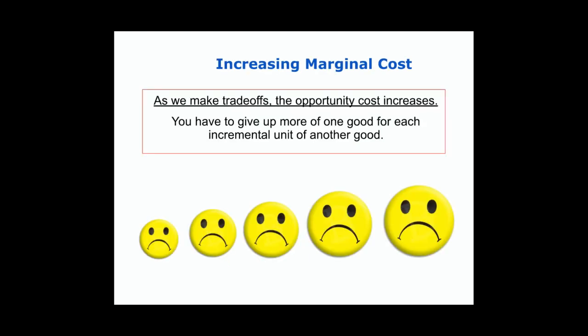We have this feature about the benefits, the costs, if you will. As we make trade-offs, our opportunity costs, our marginal costs increase. We have to give up more of one good to get more of another. So we have this feature of marginal costs. The more we consume of something, the more resources we allocate or choose, then the greater is the marginal cost of each incremental unit. So marginal costs increase.